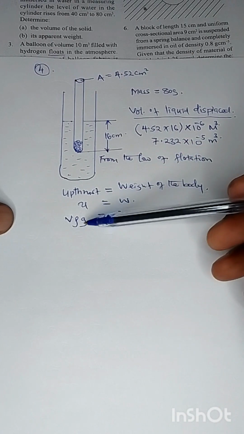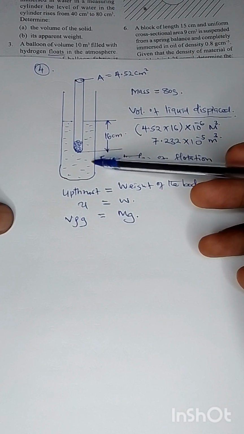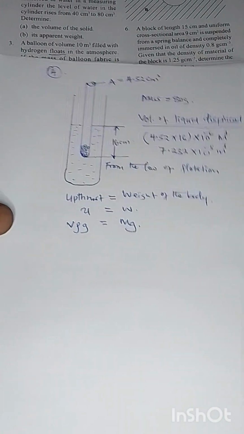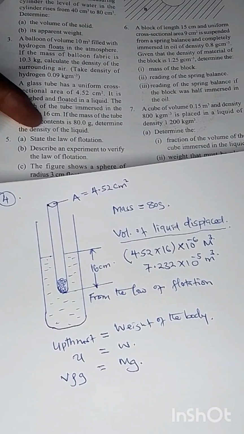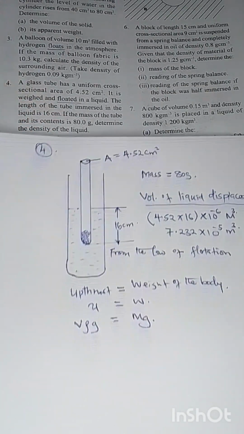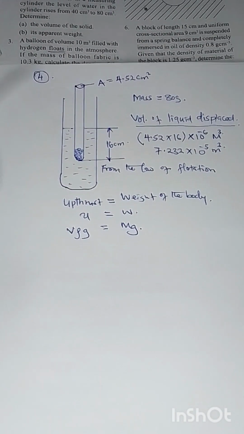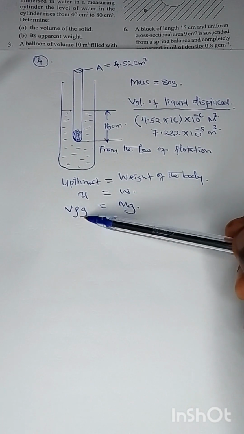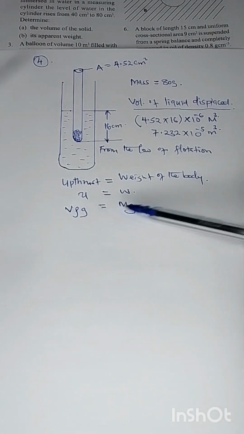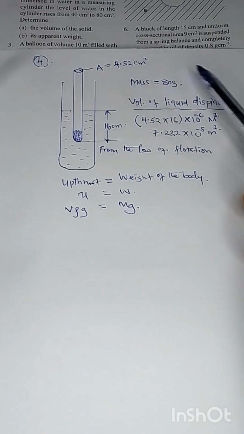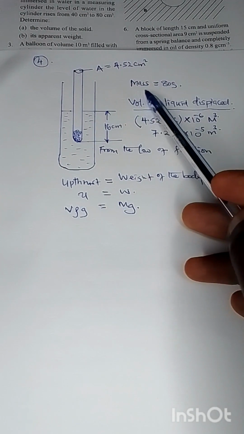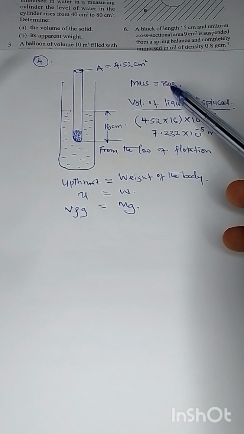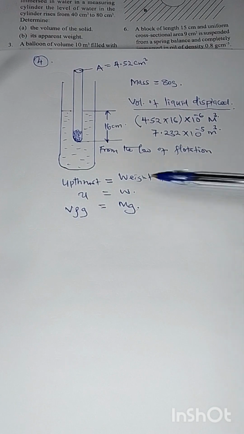This rho is the density of this liquid, which is our question now, which is what we are supposed to determine: the density of the liquid. G is a constant, it is 10, we'll be using 10. This M is the mass of the tube plus the content, everything. This G here is also a constant, so let us substitute.